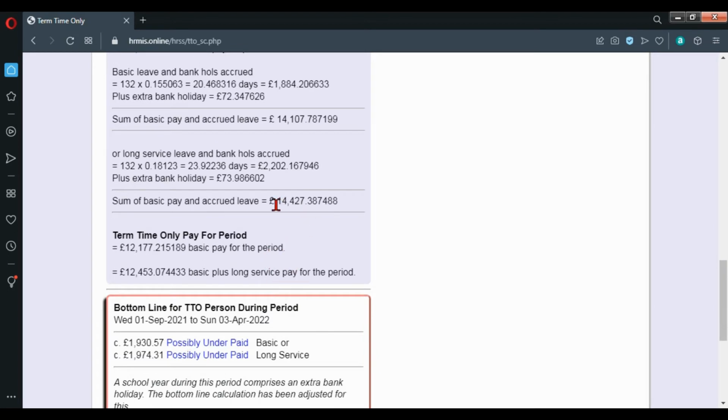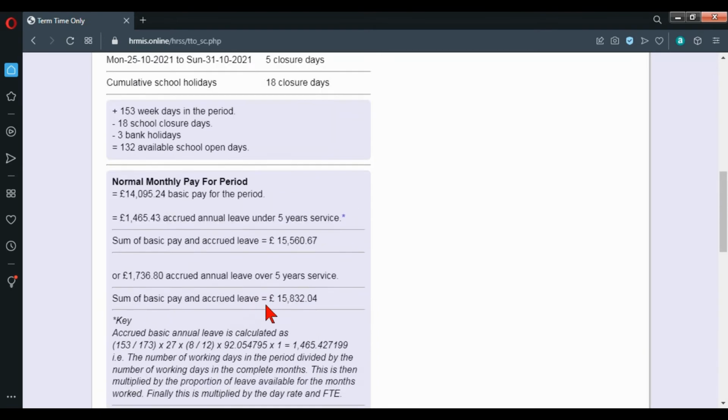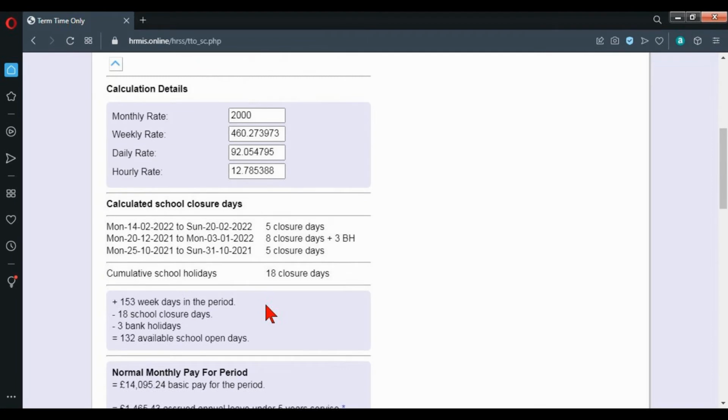How can this be? Well, remember from part 1, the term time only pay is based on a percentage of whole time pay that is technically taking into consideration all of the school holidays and reducing pay accordingly. If a term time only person leaves in a year but has not enjoyed their allocation to paid school holidays, then they may likely have been underpaid.